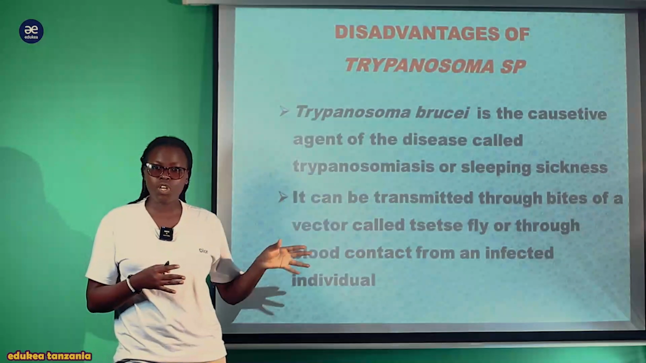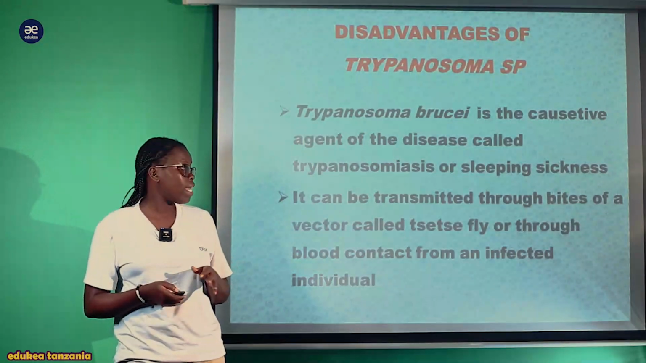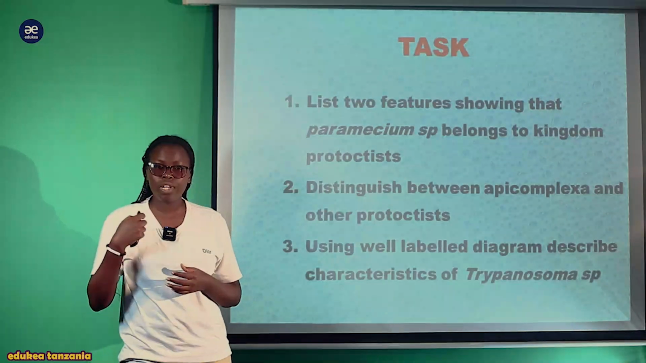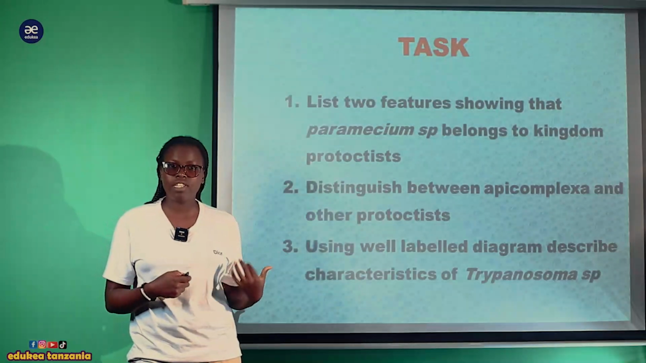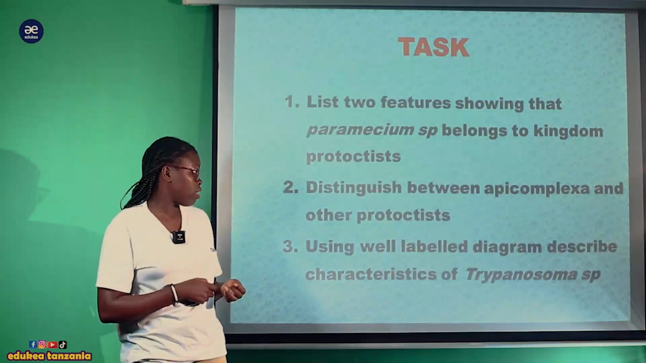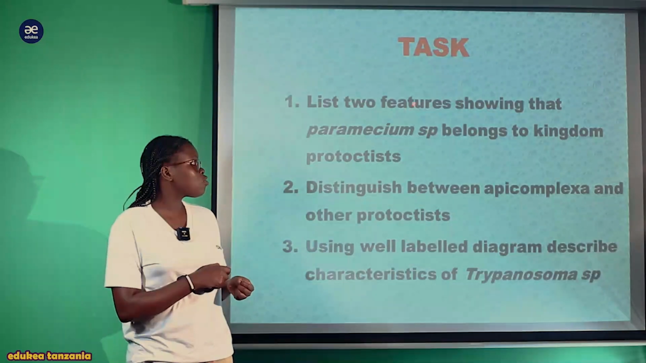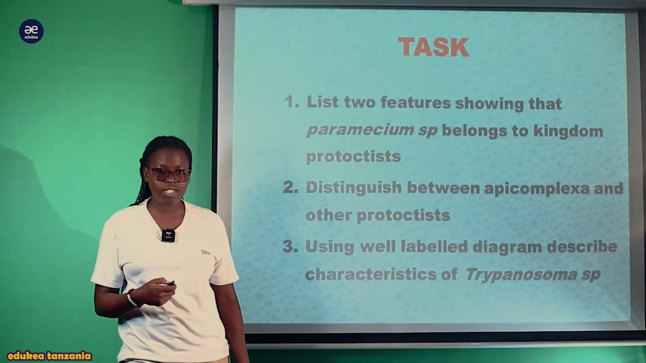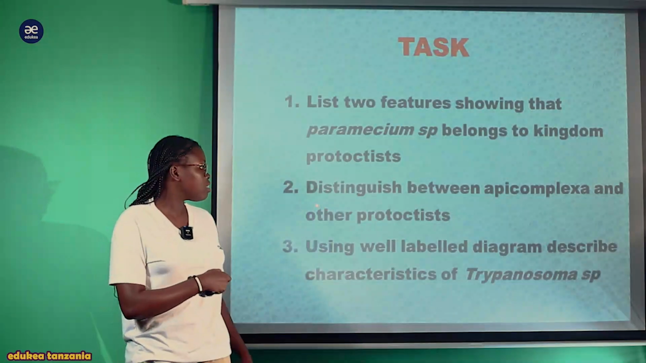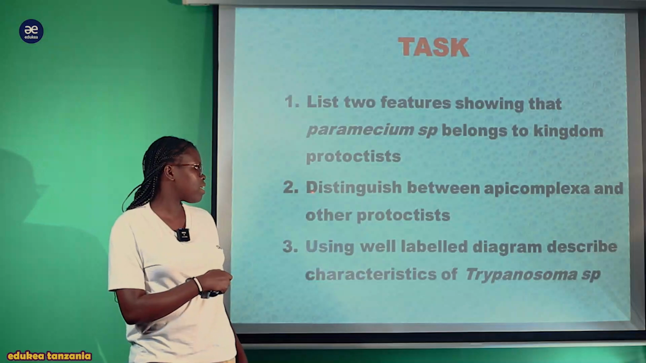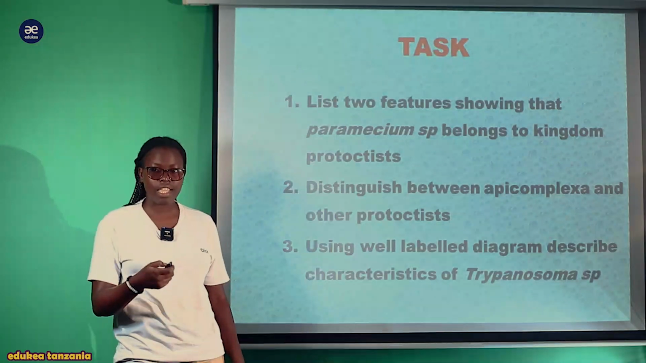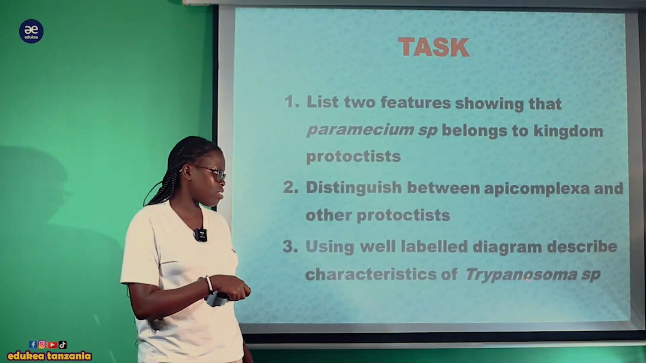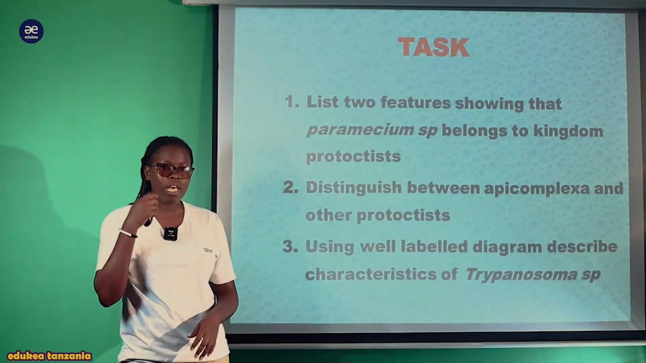But before I sum up my session, I would like to take you through this simple task so as to recall what you have already covered in this topic. The first question is, list two features showing that Paramecium species belong to kingdom Protoctista. The second question, distinguish between Apicomplexa and other Protoctista. And the third one, using a well-labeled diagram, describe the characteristics of the Trypanosoma species.